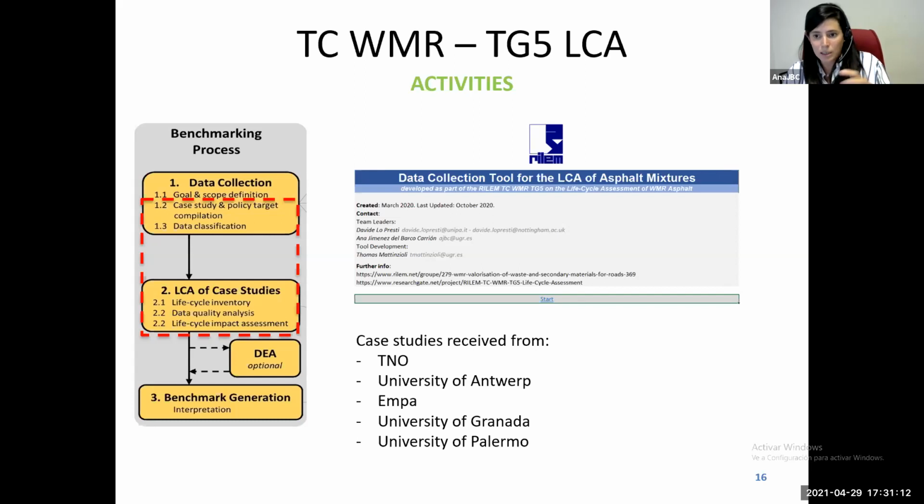It's a compressed file, so you just have to open it with WinRAR or WinZip, and then you get one PDF with the manual on how to use it, and then 6 files for conventional mixtures and WMR mixtures to fill in the data. We'll see it now. Up to date, we have received data from TNO, the University of Antwerp, EMPA, and we have case studies from the University of Granada and from the University of Palermo. So thank you very much to those who already sent data.